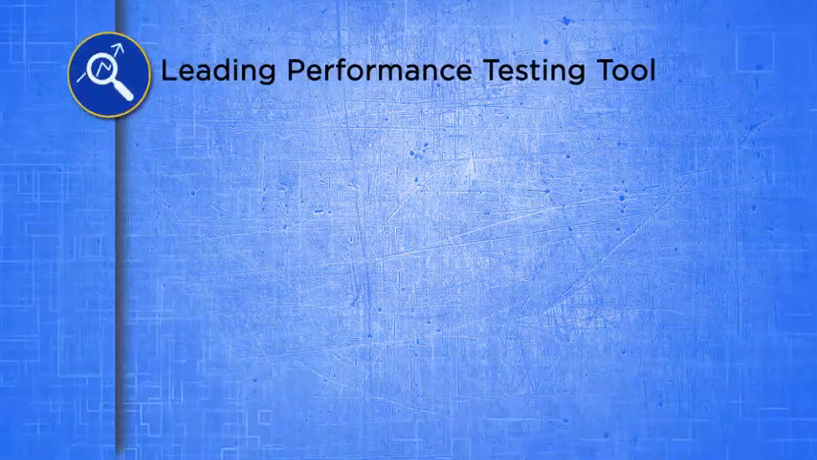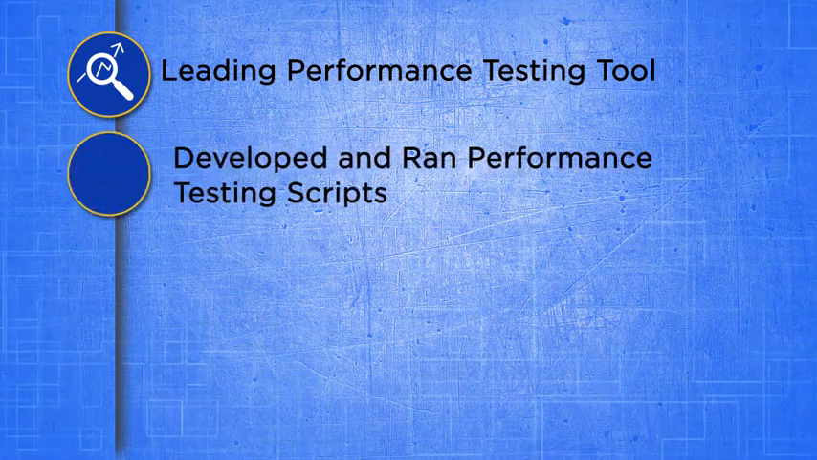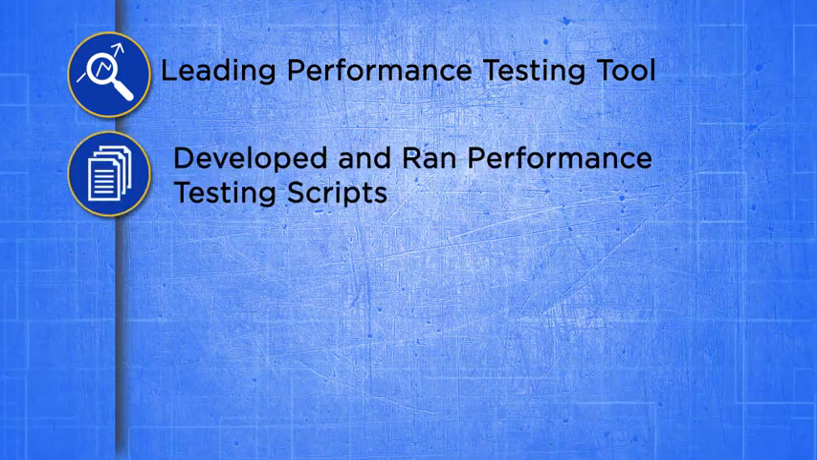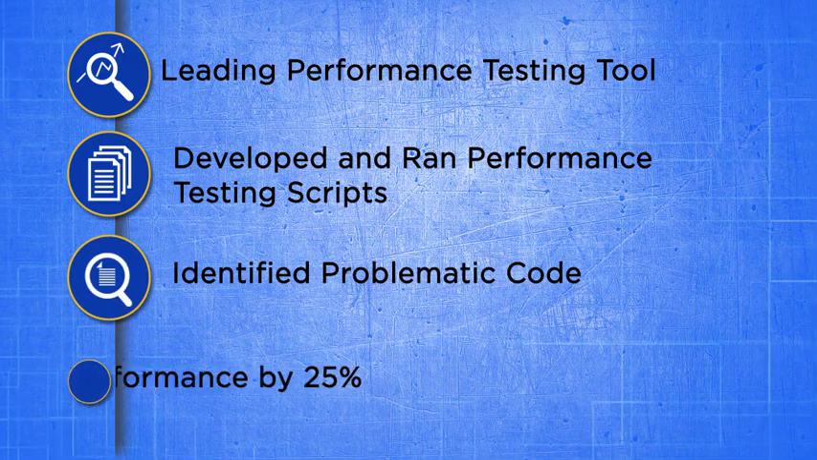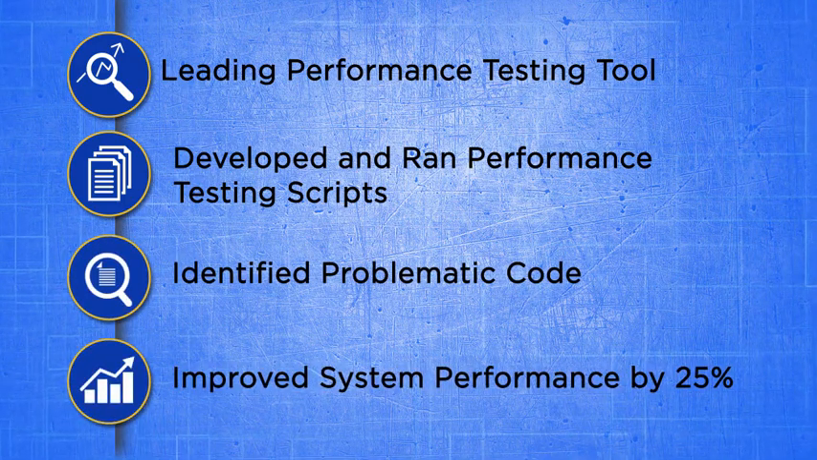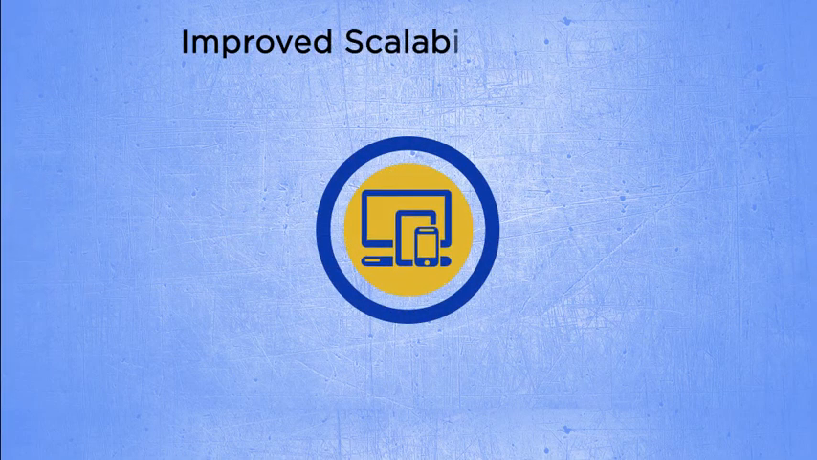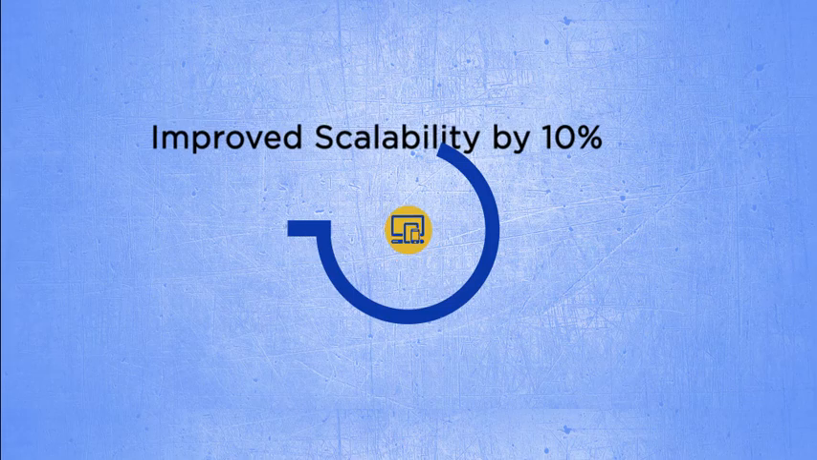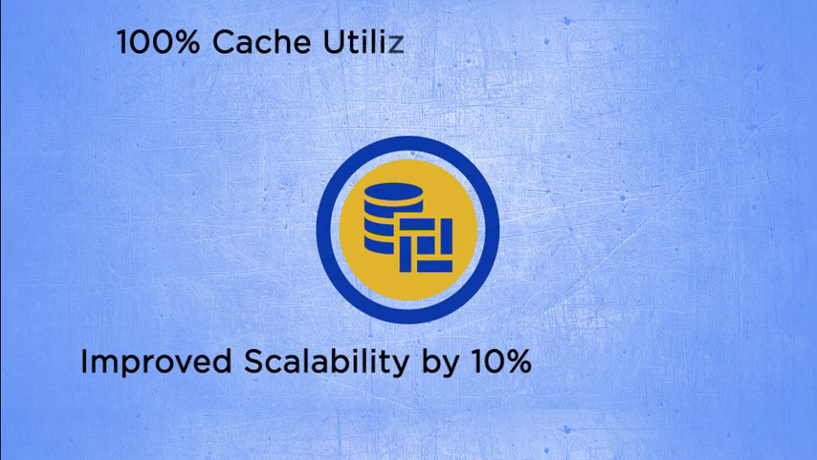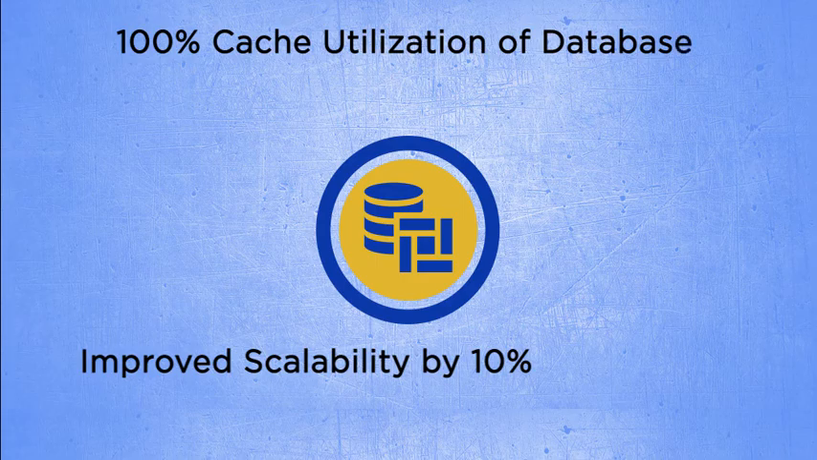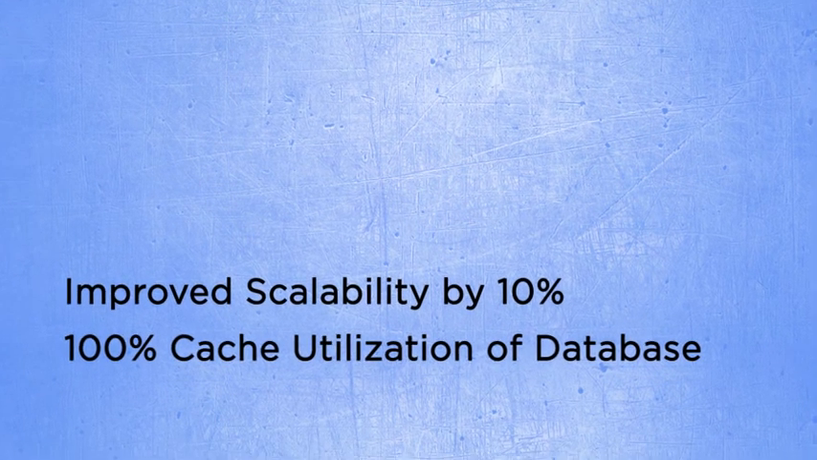A leading performance testing tool was also used to develop and run the performance testing scripts, which provided deep insights into problematic code area and helped improve the performance of the systems by 25%. Joe was happy as Gallop improved the scalability of the web application by 10% with the existing infrastructure, and provided recommendations on the database, which helped a 100% cache utilization of database.